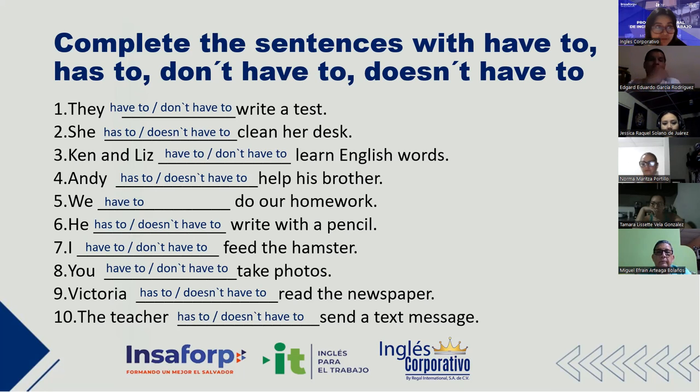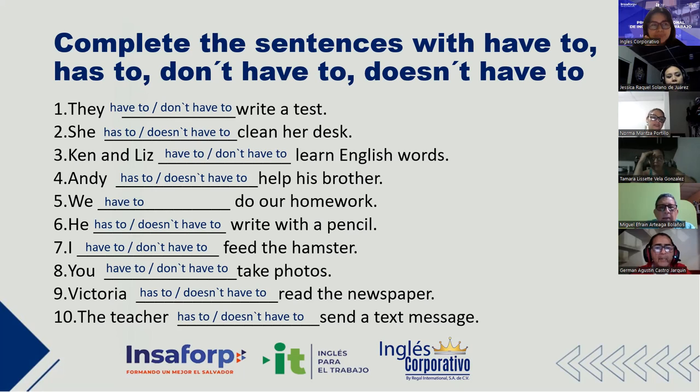Okay, repeat after me. They have to write a test. They don't have to write a test. She has to clean her desk. She doesn't have to clean her desk.